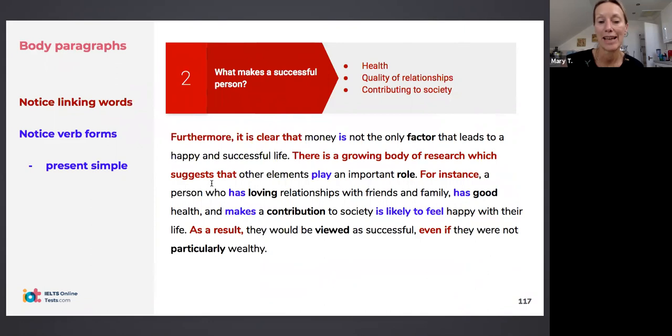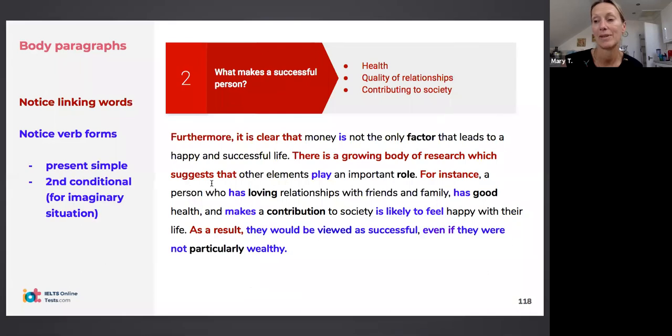And then if you look at the last sentence, which structure is being used there? One which starts with as a result. Conditional, good. Hamada, do you know which conditional? Second conditional, yes, well done. So the second conditional: they would be viewed as successful even if they were not particularly wealthy. Okay, so make sure you understand and you know how to use the conditionals.